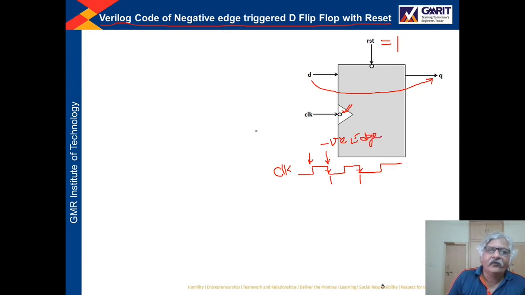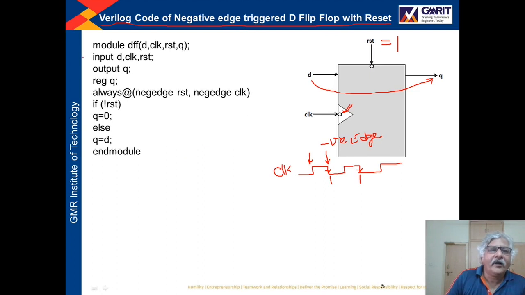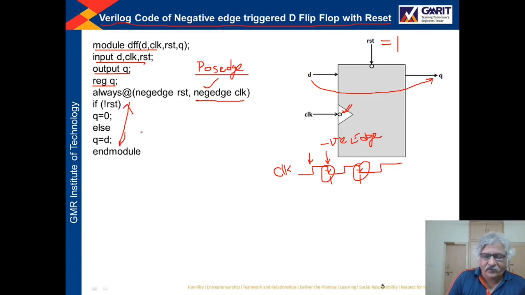Right, normal operation of the flip-flop will remain the same. So in this code I have not changed anything. Everything is the same. Only thing is here in the always block, I am using negedge clock. Earlier for the positive edge we have used posedge. So posedge detects the positive edge, whereas now negedge will detect the negative edge of the clock signal, right? That's all. Remaining thing is the same. There is no change in the code.